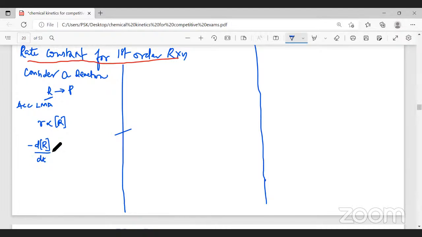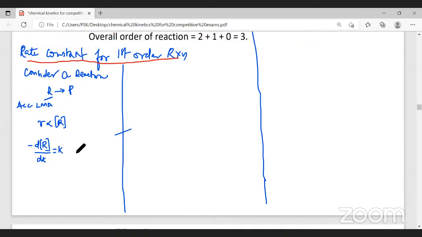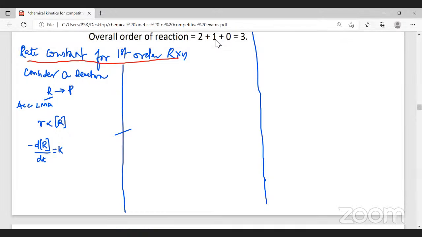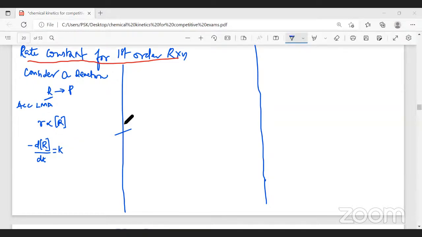If you remove the proportionality sign, what do we give? A proportionality constant. It's called as what constant? What is this K called as? Sir, rate constant. Okay. Now tell me, rate constant K into R, what order are we talking about?